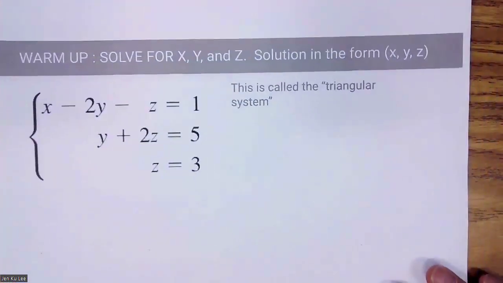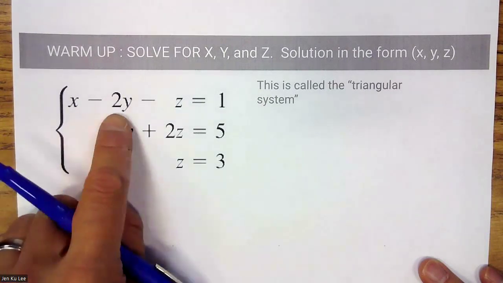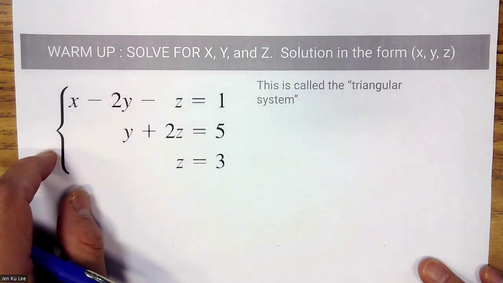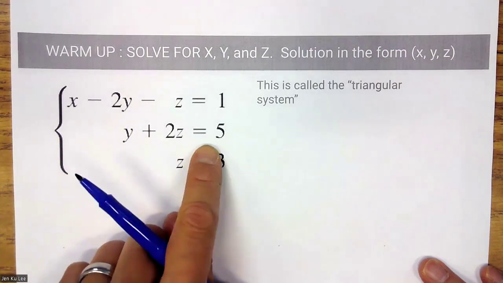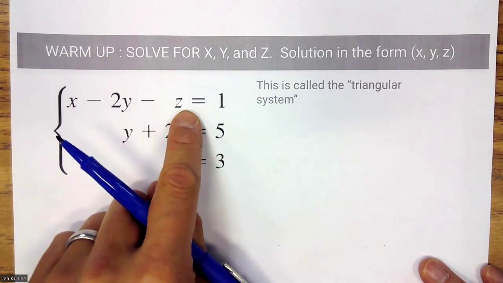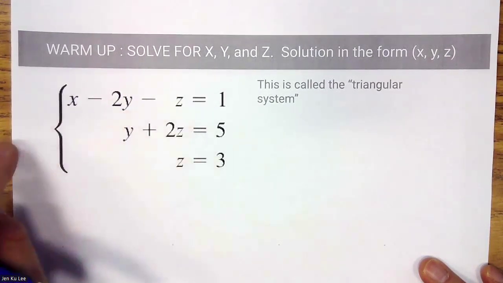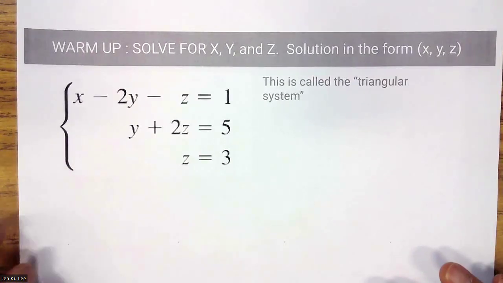All right. So for warm up, I want you guys to solve this system. X minus 2y minus z equals 1. Y plus 2z equals 5. And z equals 3. There are three variables, x, y, and z, and there are three equations. Right? So go ahead and try and solve this. I know that you guys can do it.